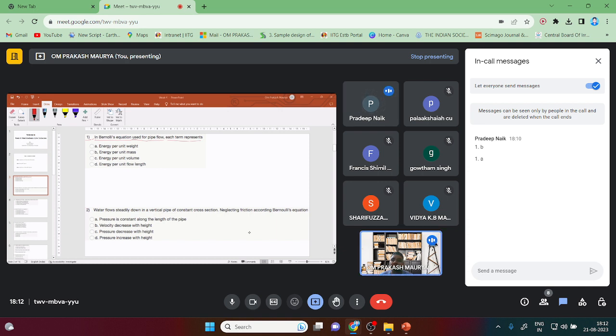So please everyone give your answer about the first question. The Bernoulli equation used for a pipe flow, each term represents: option A, energy per unit weight; option B, energy per unit mass; option C, energy per unit volume; and option D, energy per unit length. Okay, someone is telling option B is correct. Let's check which option is correct.